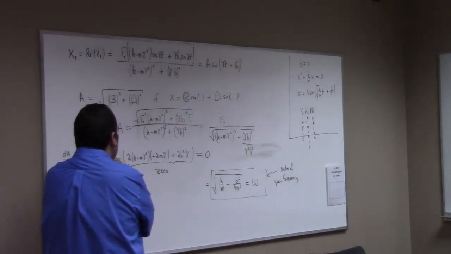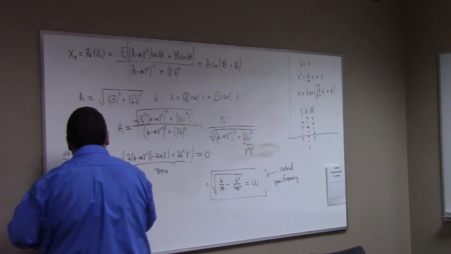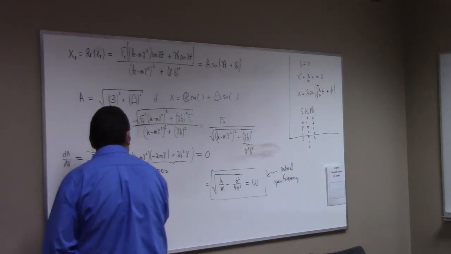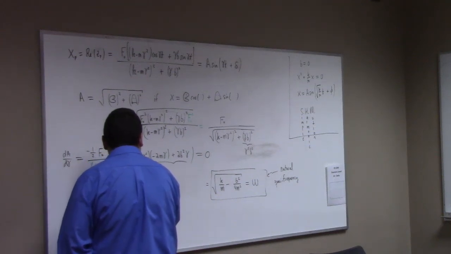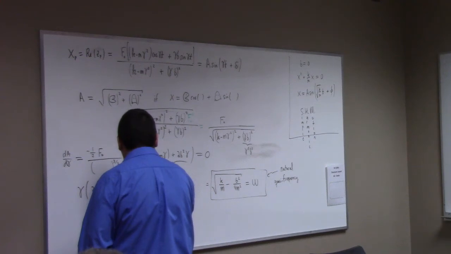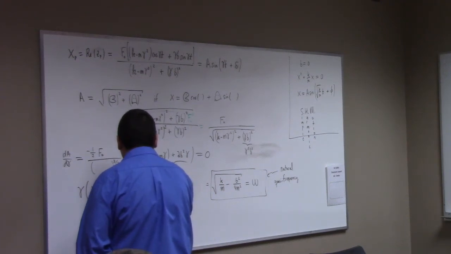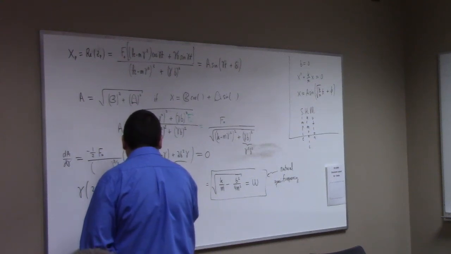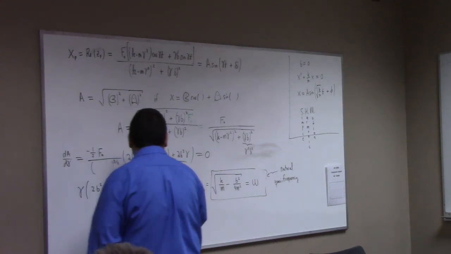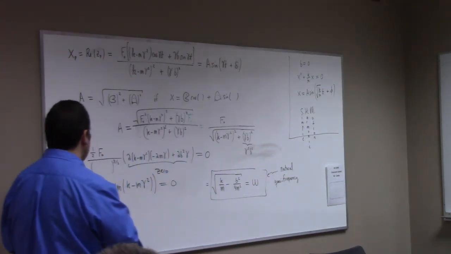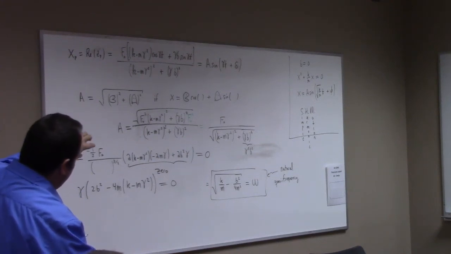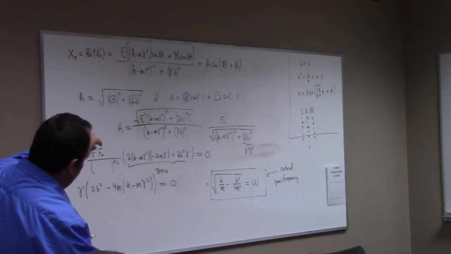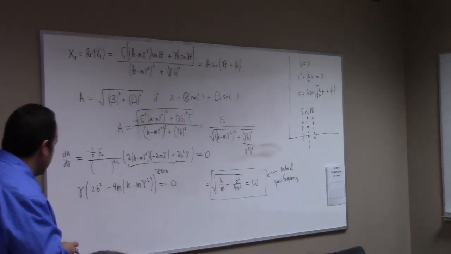So looks like we can factor gamma out, right? You got gamma times what? Times 2b squared minus 4m times k minus m gamma squared equal to 0. Am I right? I multiplied the minus 2m times the 2 to give you minus 4m. I left the k minus m gamma squared term alone. I pulled one gamma off each to pull out front like that.